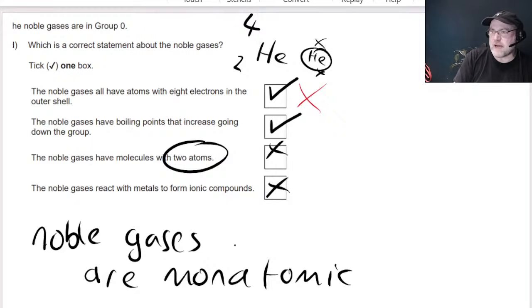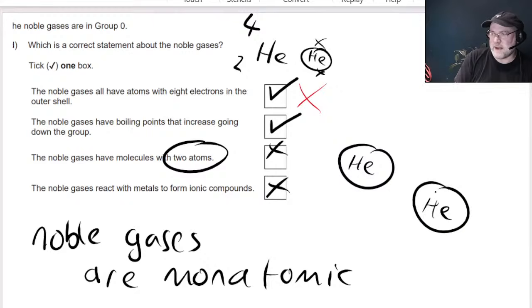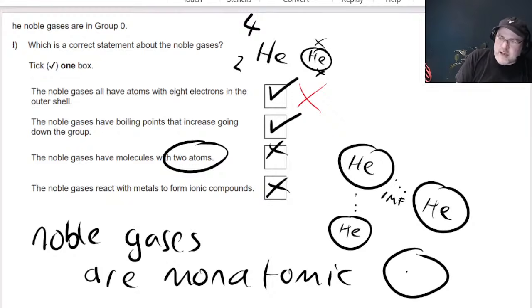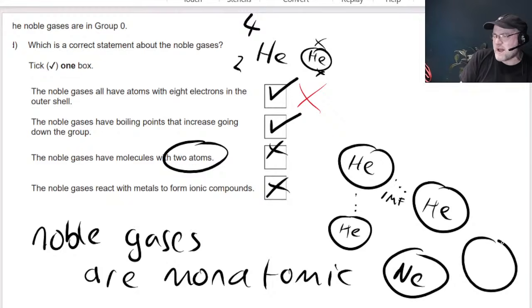And as you go down the group, like here's helium, here's another helium. So there are weak intermolecular forces between them. But as we go down the group and we get to neon, neon is slightly bigger than helium. It's got an extra shell. And so there are more weak intermolecular forces. Therefore, it has a higher boiling point, more energy needed to break.